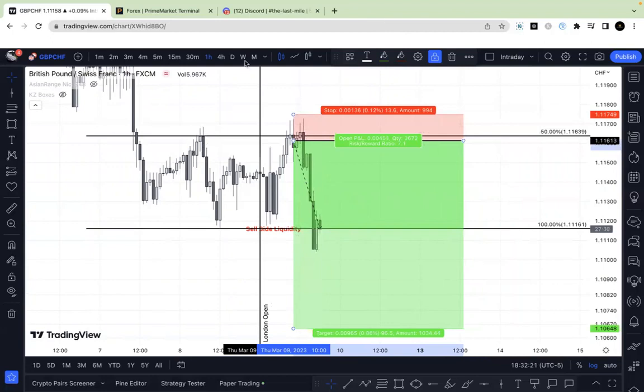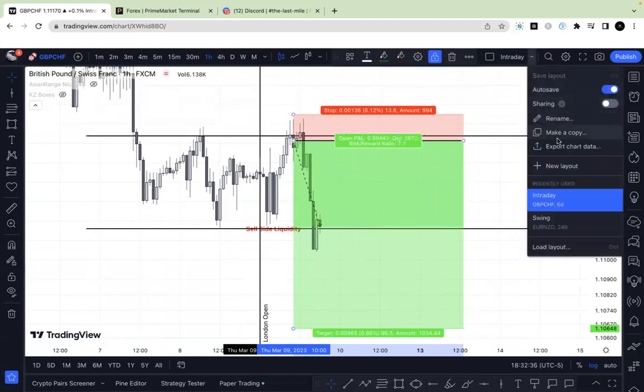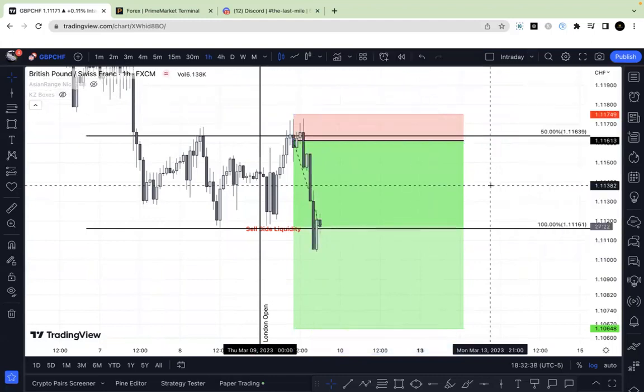So that's pretty much that. That's the lesson for the day. That's how you use kill zones. And the reason why you have the kill zones is because you want to have something that you can measure with time. Measure the time that you need to be trading.